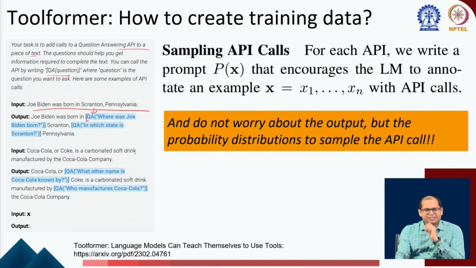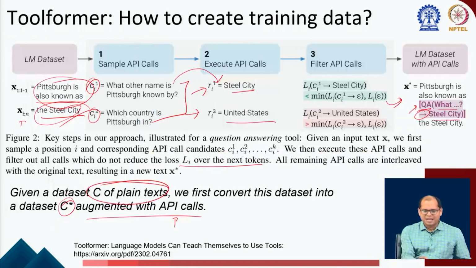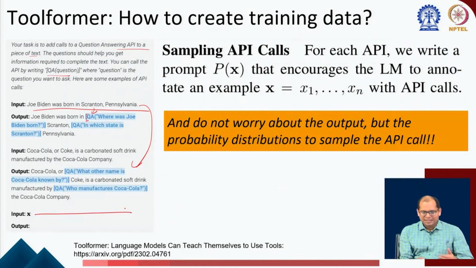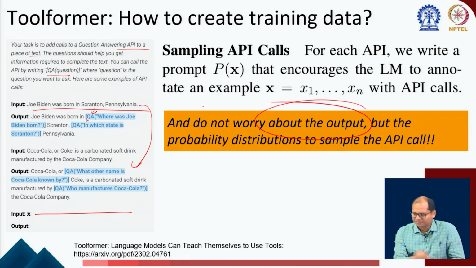So you teach the LM through the prompt, in-context learning, how to call an API, and then you give your actual input, like the one that you had: "Pittsburgh is also known as the Steel City." You give that as input, and the LM will generate an output. But what is interesting here is that you don't worry about the output it generates. What you worry about is the probability distribution that it will generate.